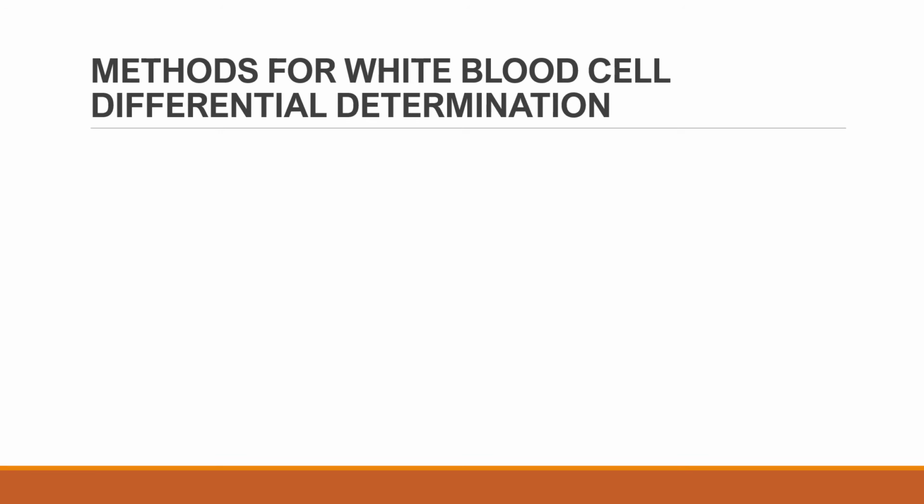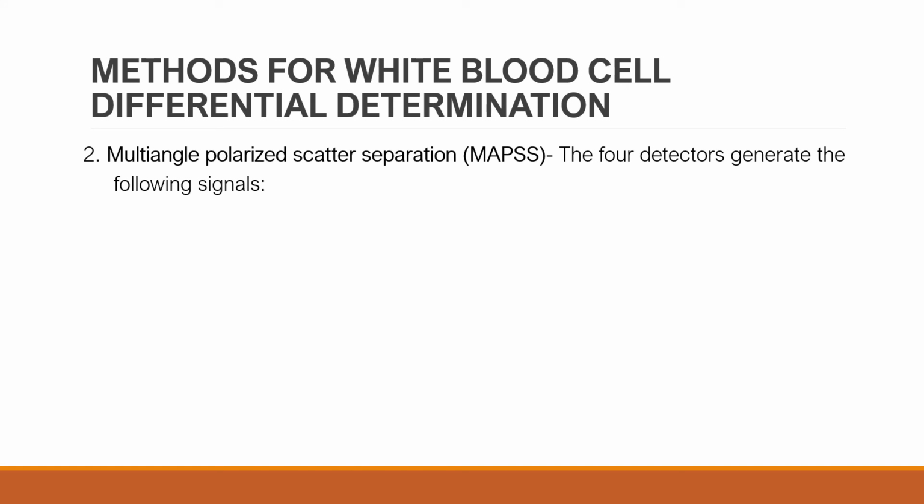Another method for white blood cell determination is using the multi-angle polarized scatter separation, or MAPS. This one uses 4 light scatter detectors to determine the cellular features of WBCs. The 4 detectors generate the following signals.